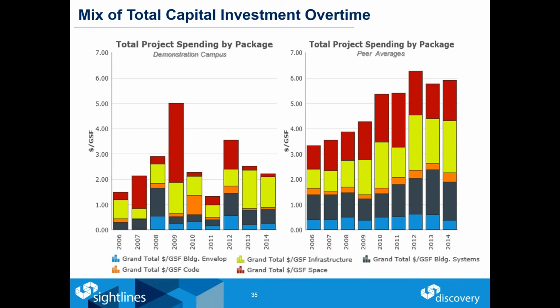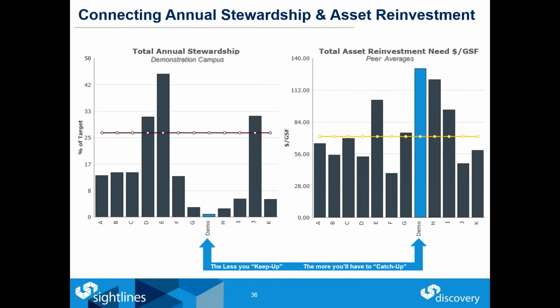And at the end of the day, when we look at a chart like this, most of the spending goes to space renewal. It's very important that you change the thinking, because those projects that renew space, even though they're important, are not the things that are going to prevent major failures from happening on your campus. And then ultimately, we want to show how there's a connection between annual stewardship spending and backlog at the institution. The less you keep up, the more you have to catch up.